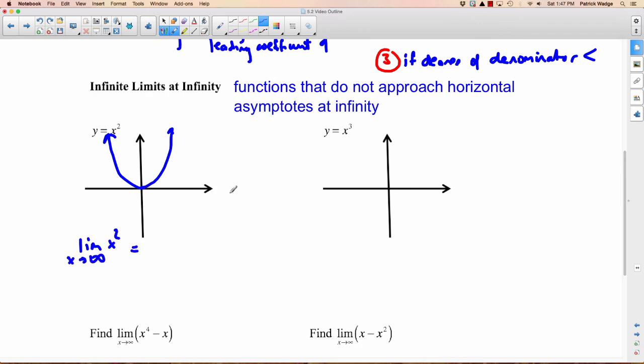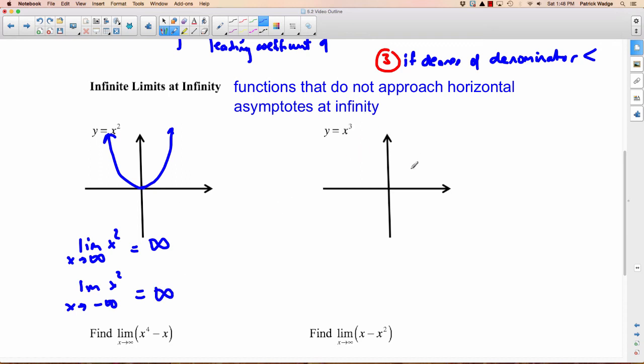Well, as we go way out towards infinity, as our x values get bigger and bigger, what happens to our y values? They get bigger and bigger, so infinity. What's the limit of this function, x squared, as x approaches negative infinity? So again, as our x values are getting smaller and smaller, really small towards negative infinity, what's happening to the y values? They're getting bigger and bigger. This is actually infinity as well.